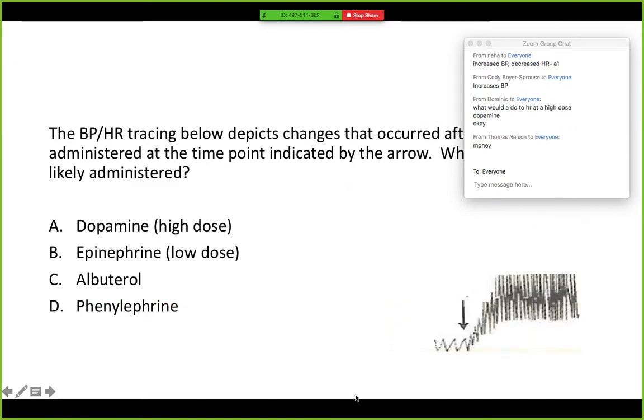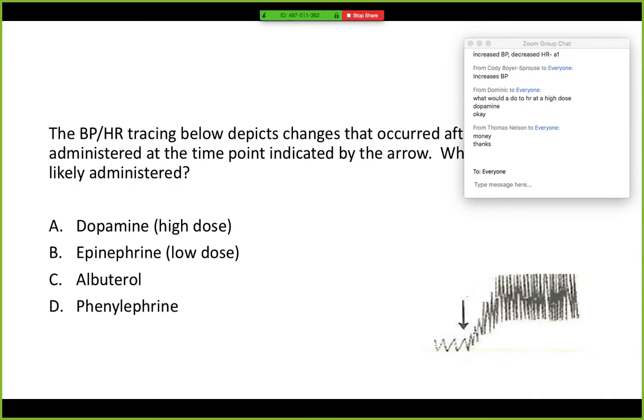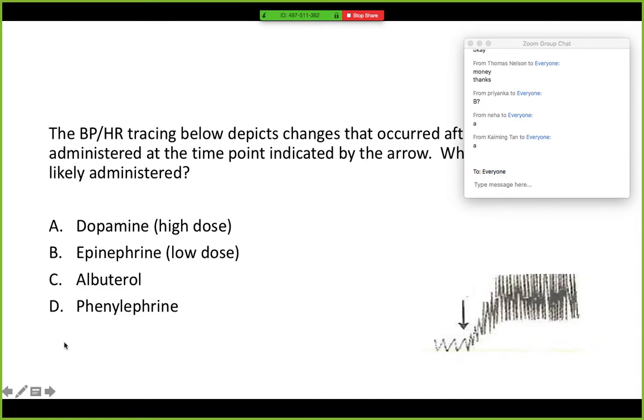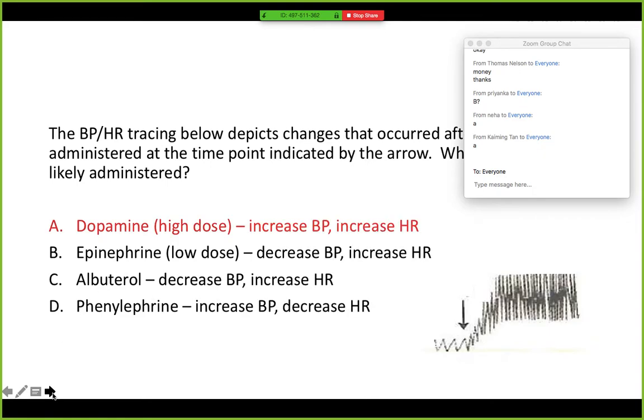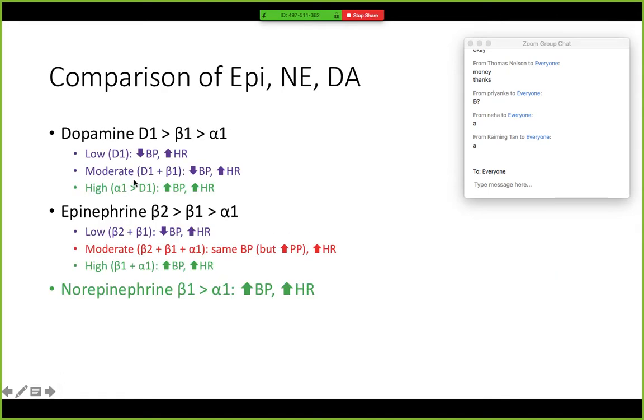Okay. So how about this one? What's going on? Right, so the correct answer here is dopamine. So with a high dose of dopamine, you're going to see an increase in blood pressure and also an increase in heart rate. And then I included this slide here.